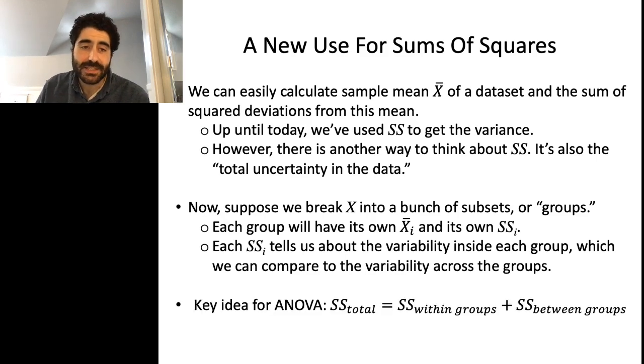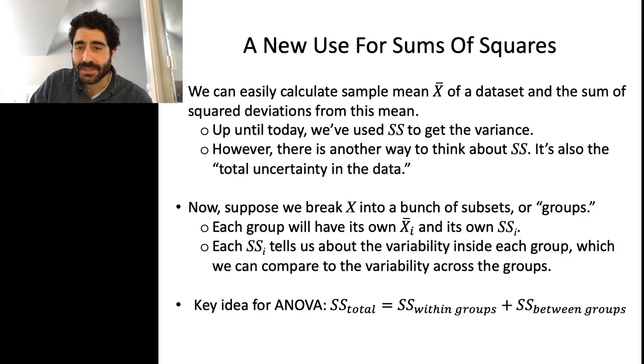And so the key idea here, especially for the first version of the ANOVA we're going to talk about, is that the variability in our data, the total variability in our data, can be broken down into a within group variability and a between group variability. And comparing these two sources of variability is going to be the way we're going to set up this ANOVA test.